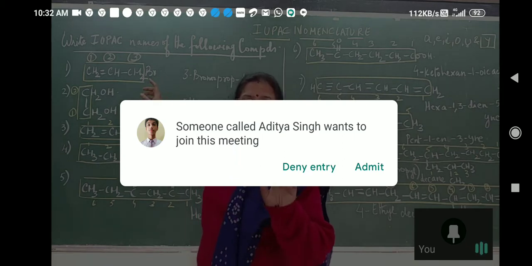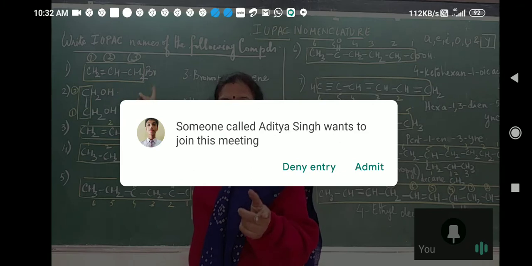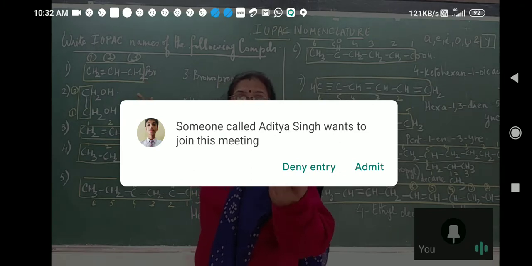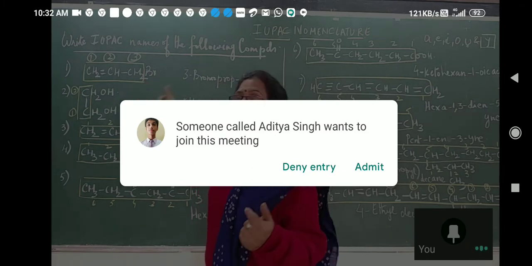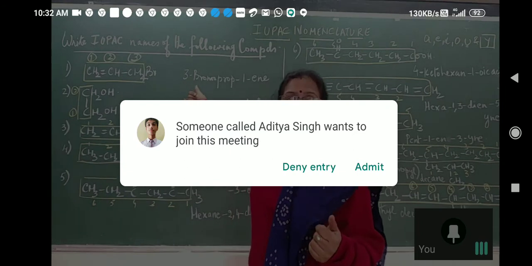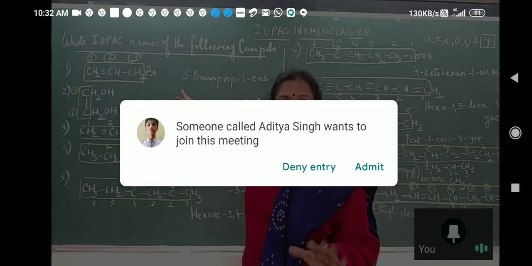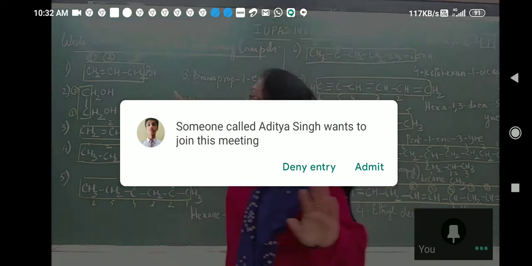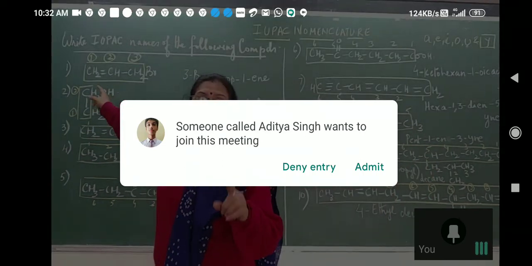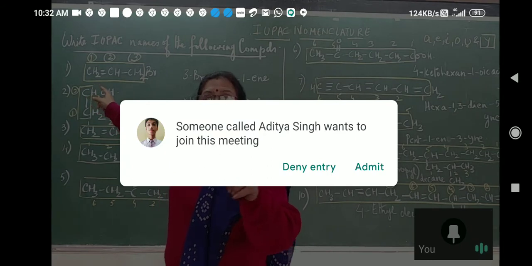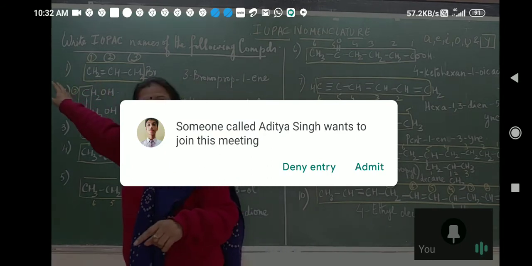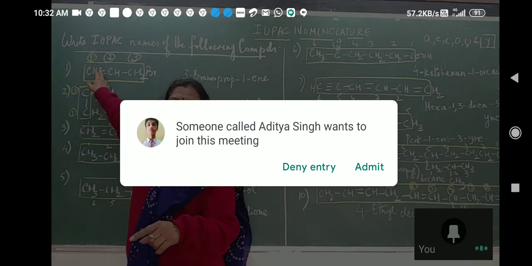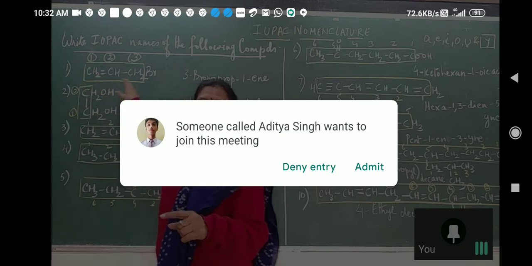Now we have to number the chain from both the ends, and our problem is from which end to give preference. Br is a very weak functional group. We have only a prefix for it and no suffix because it is very weak. The double bond is a stronger functional group, so it will be given preference and we will start numbering from this end. So 1, 2, 3.